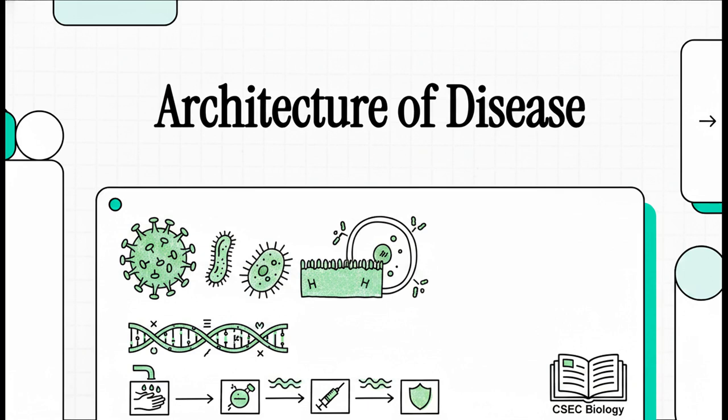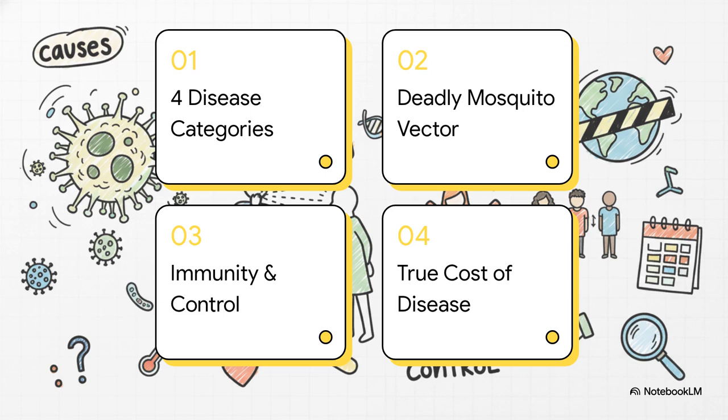Drawing on core principles from the CCSC biology syllabus, we're going to break down exactly how these diseases operate, how they spread, and most importantly, how we can fight back. Okay, let's dive right into our roadmap for this explainer. First up, we'll map out the 4 disease categories. Then we'll zero in on the deadly mosquito vector. After that, we'll look at treatment, immunity, and control. And finally, we'll wrap up with the true cost of disease.